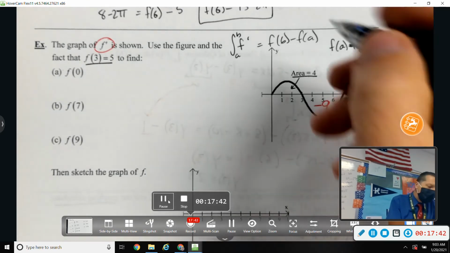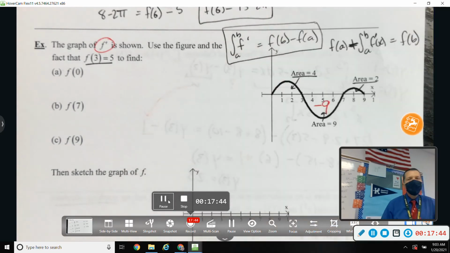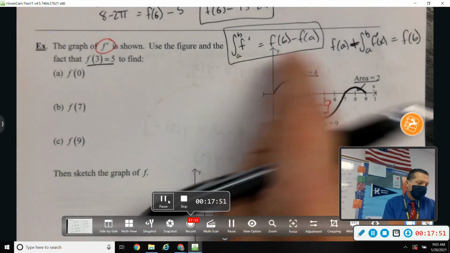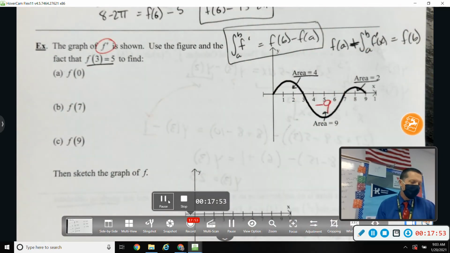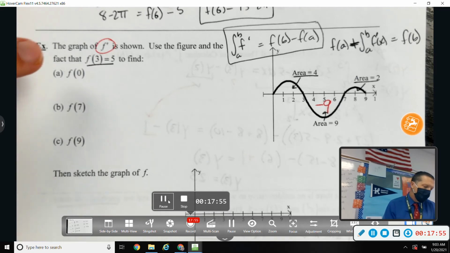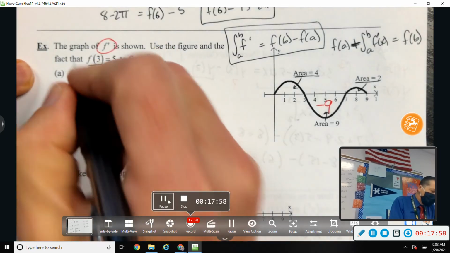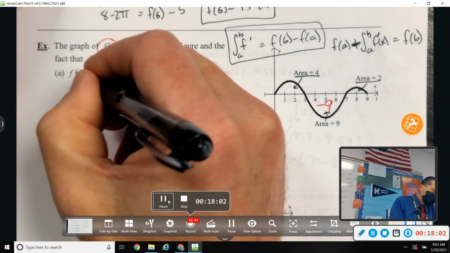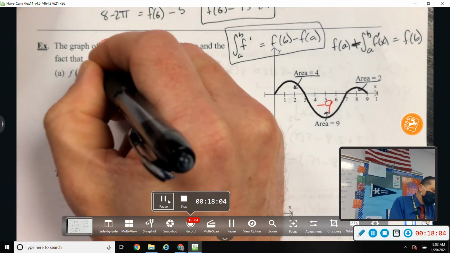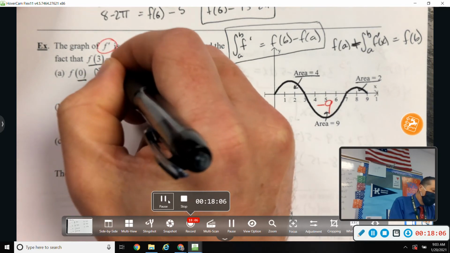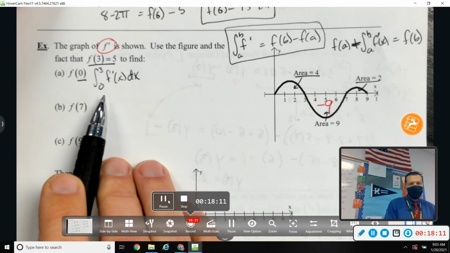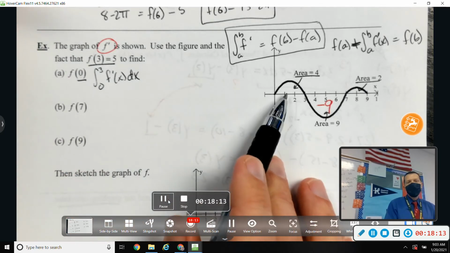To me, I don't remember it that way. I just always write it this way and then move things around as needed. Otherwise, you're memorizing 3 different things that are all kind of the same thing. So you get this, and then you can adjust it as needed for whatever the problem is. So find f of 0. Well, my key x values here are 0 and 3. So I probably want to integrate from 0 to 3. Area under the curve from 0 to 3, which is nice. They just gave me the area under the curve from 0 to 3.